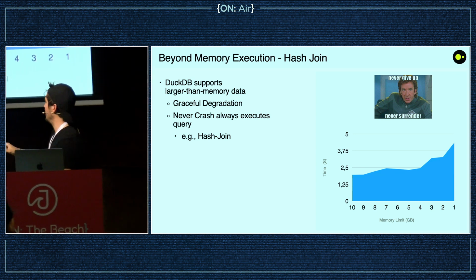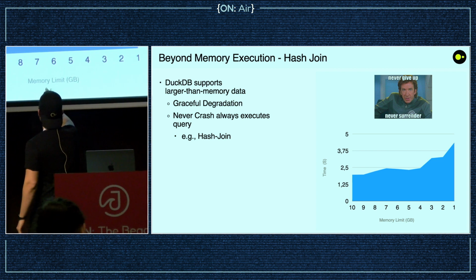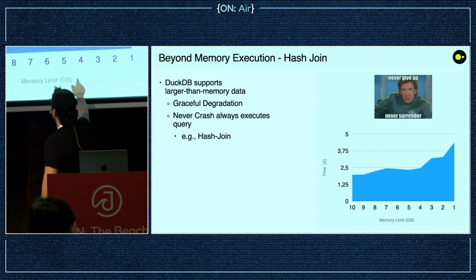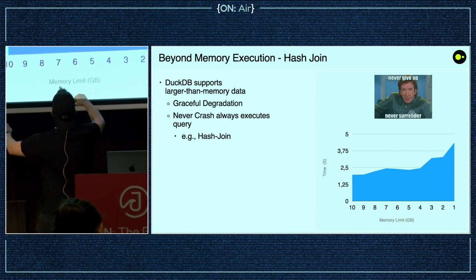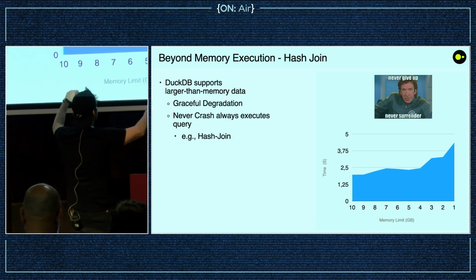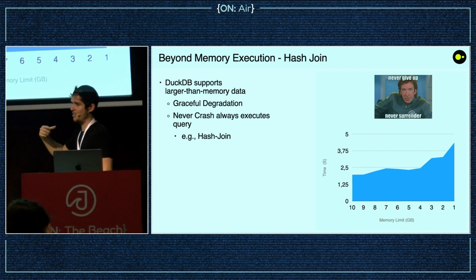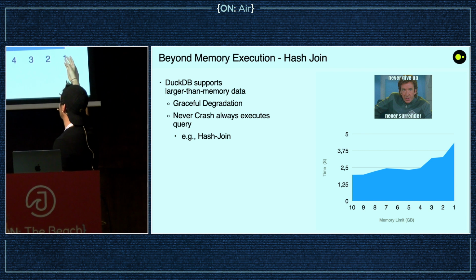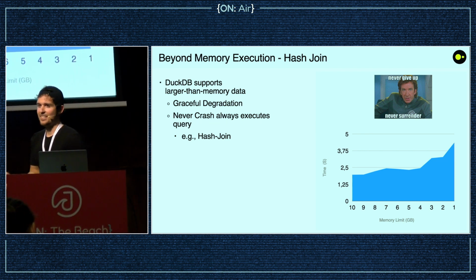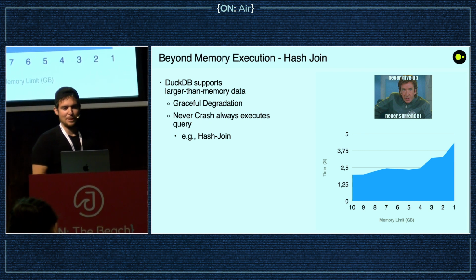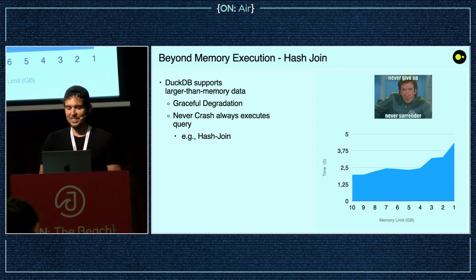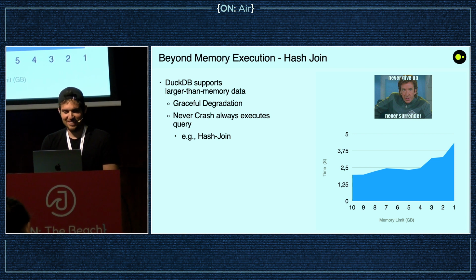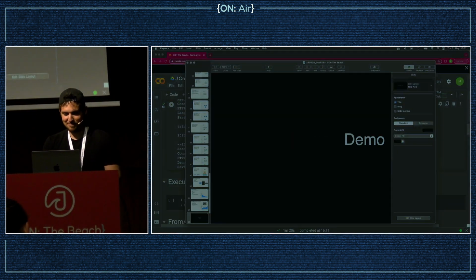In this example, I have a hash join. You can see here the memory limits, so I'm decreasing the memory limit for my application. Even when I decrease from 10 gigabytes to 1 gigabyte, so there's a lot of buffering going on, it goes from 2 seconds to 4, so it's 2x. You will have an impact on performance, but you will finish your query, and your computer will not catch on fire.